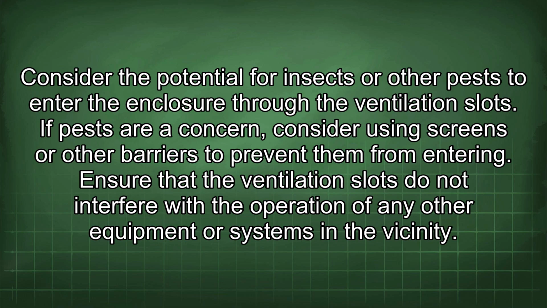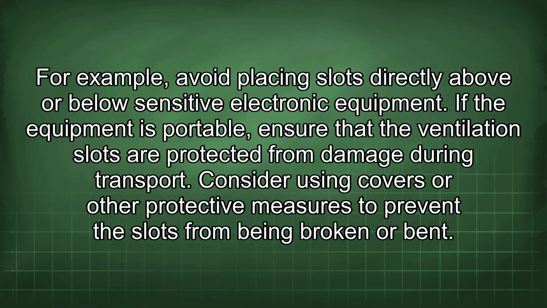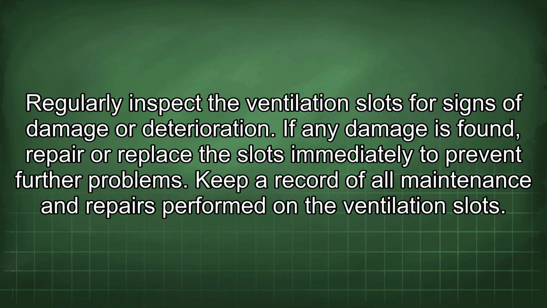Ensure that the ventilation slots do not interfere with the operation of any other equipment or systems in the vicinity. For example, avoid placing slots directly above or below sensitive electronic equipment. If the equipment is portable, ensure that the ventilation slots are protected from damage during transport. Consider using covers or other protective measures to prevent the slots from being broken or bent. Regularly inspect the ventilation slots for signs of damage or deterioration. If any damage is found, repair or replace the slots immediately to prevent further problems.